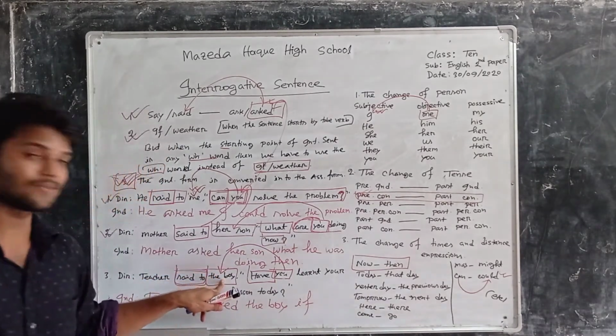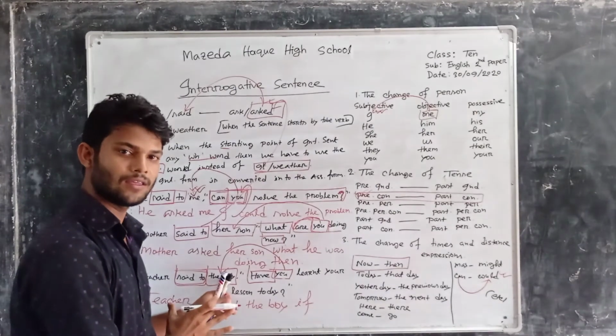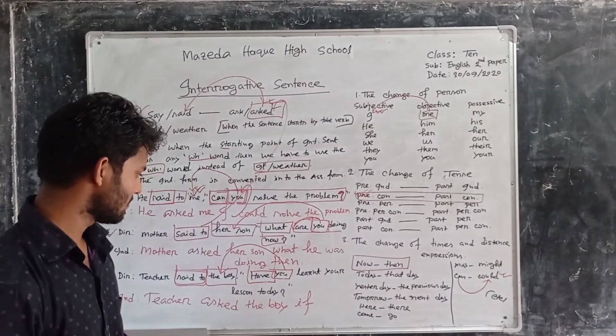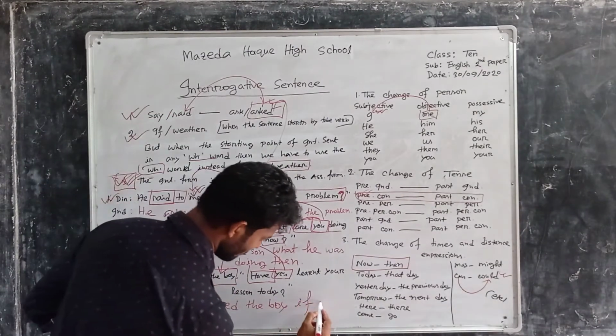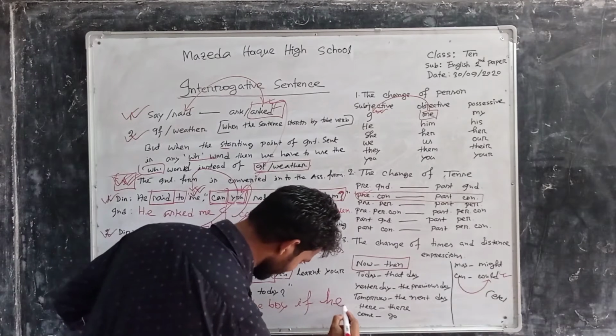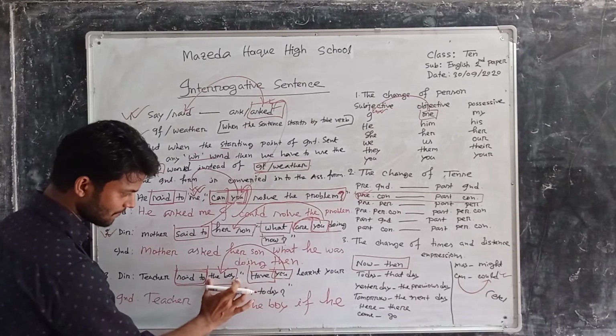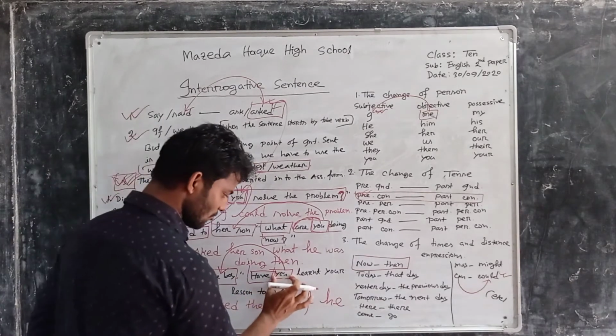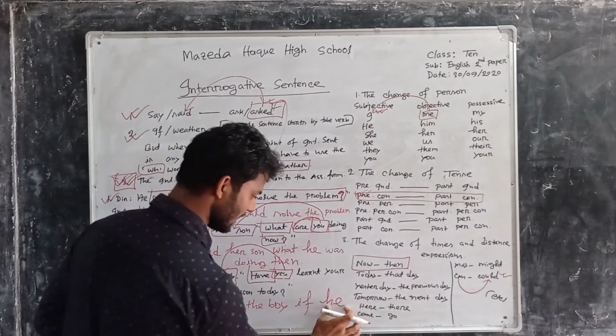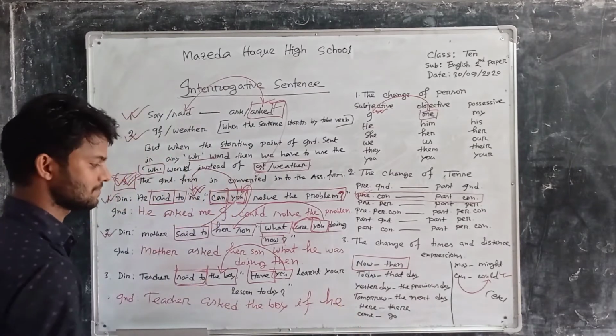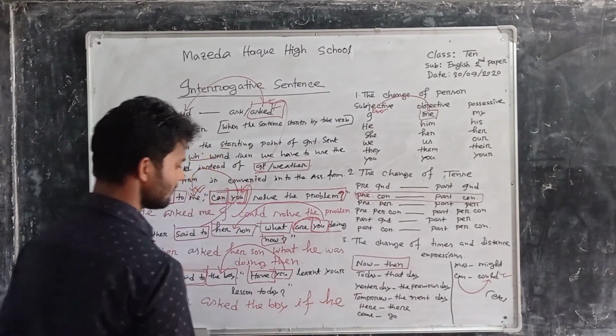Here, the reporting verb object is the boy. The pronoun of the boy is he. So, we will use here he. According to the object of reporting verb, instead of you, we have to use he. We have used he here.